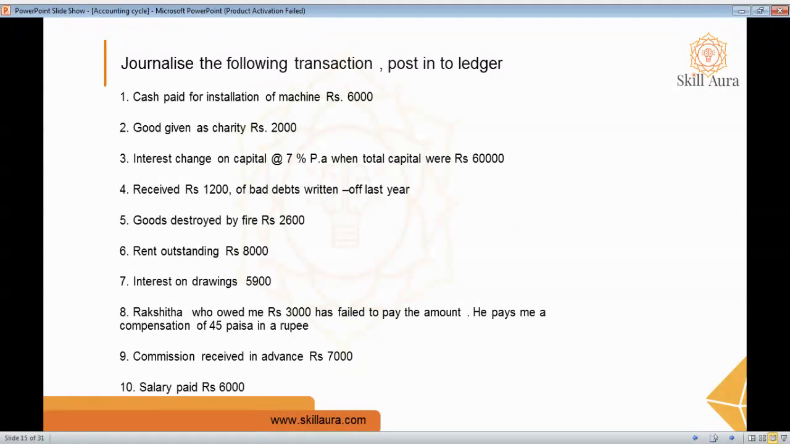Let's post this transaction into a ledger account. So we have to understand it carefully. We'll go one by one.